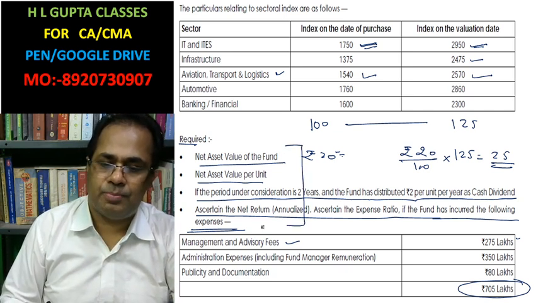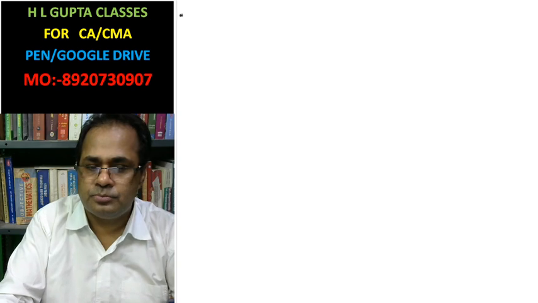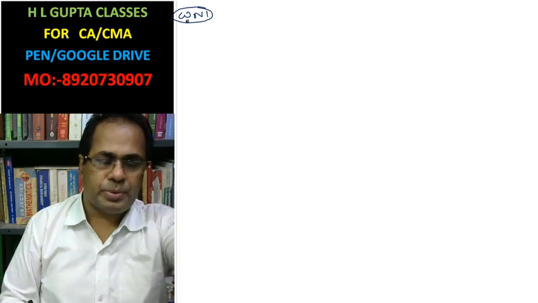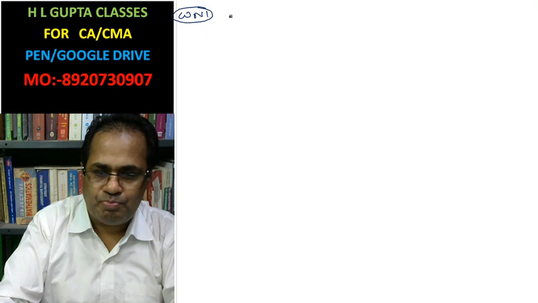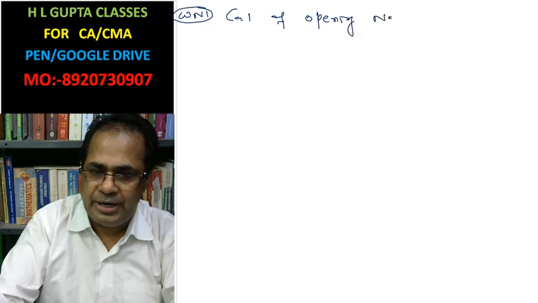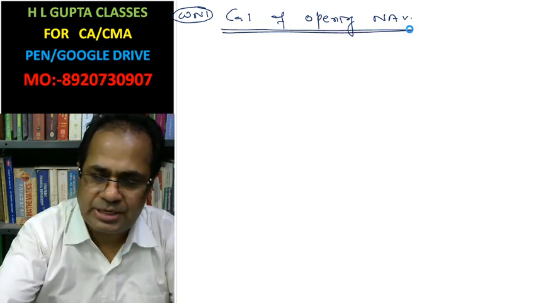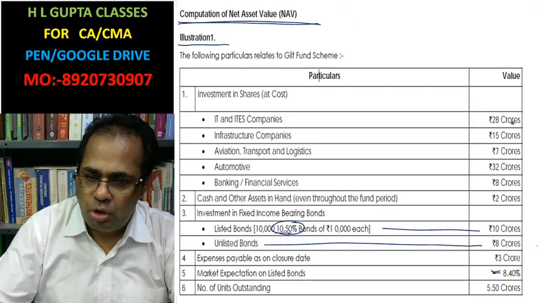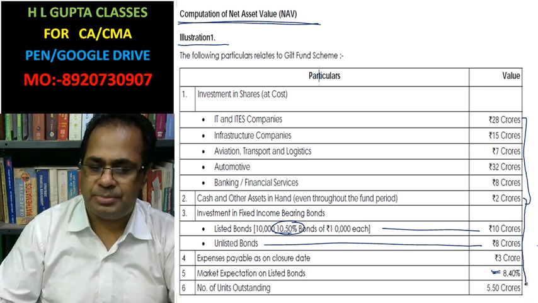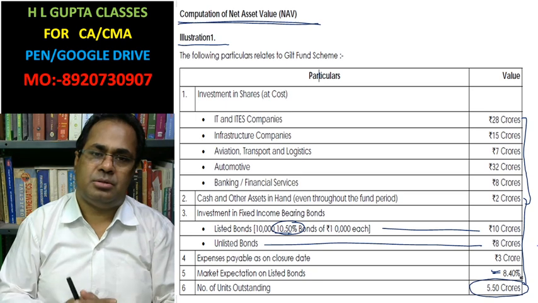Okay, net assets value of the fund. Now I am going to find the working note first. Calculation of opening net assets value. How will you calculate the opening net assets value? Please try to understand. These are all the investments you have made. Adding all these investments and dividing by the number of units, you will find the opening net assets value.